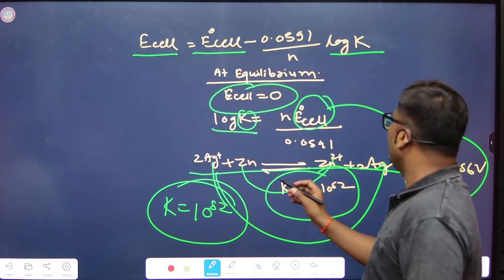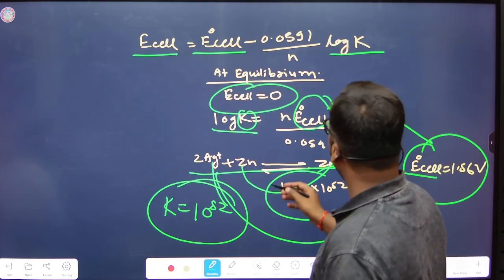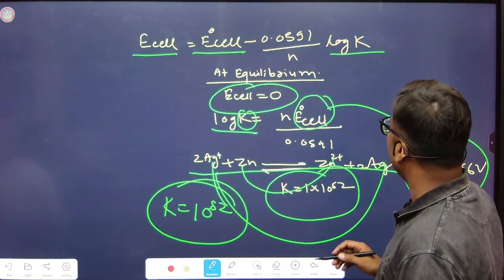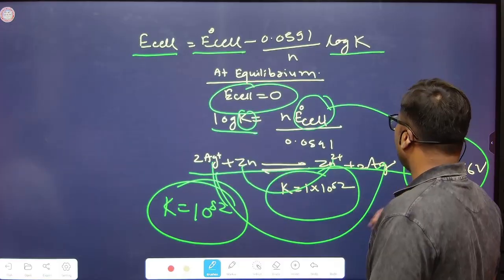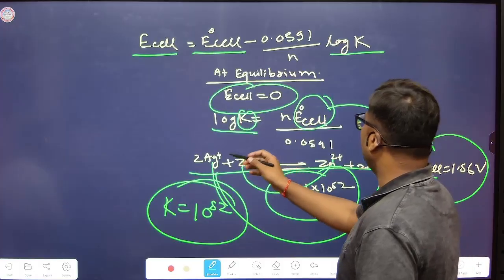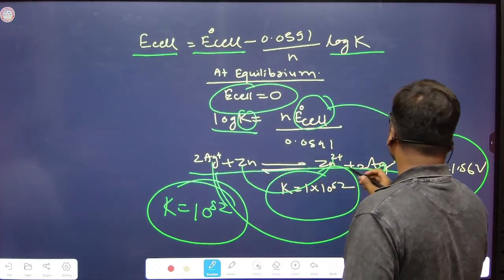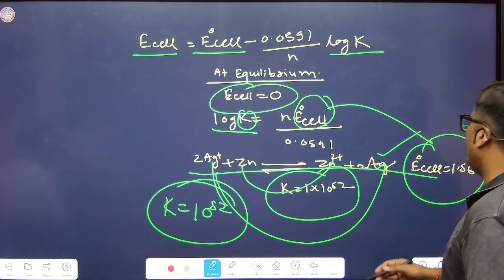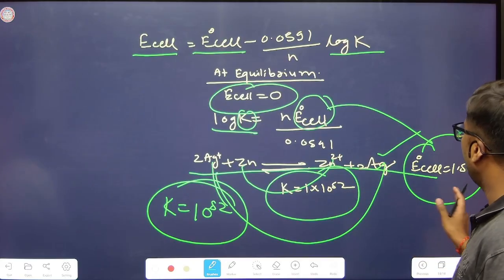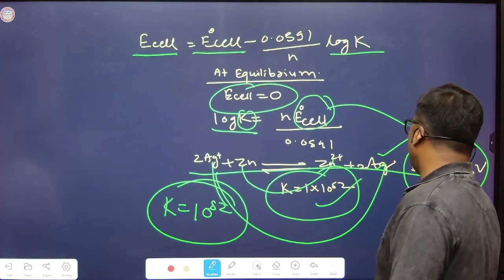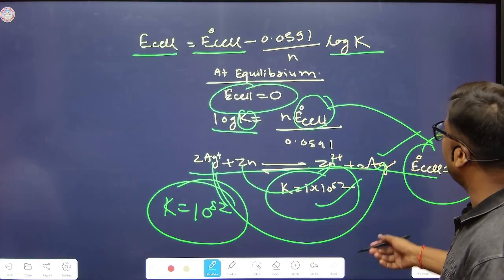It means when a zinc rod is inserted in silver nitrate solution, silver is precipitated out. It means zinc has a tendency to displace the silver cation as silver metal, right? So this reaction is spontaneous and thermodynamically feasible because the equilibrium constant for this reaction is very, very high. It is 10 to the power 52. It is a very, very high quantity.